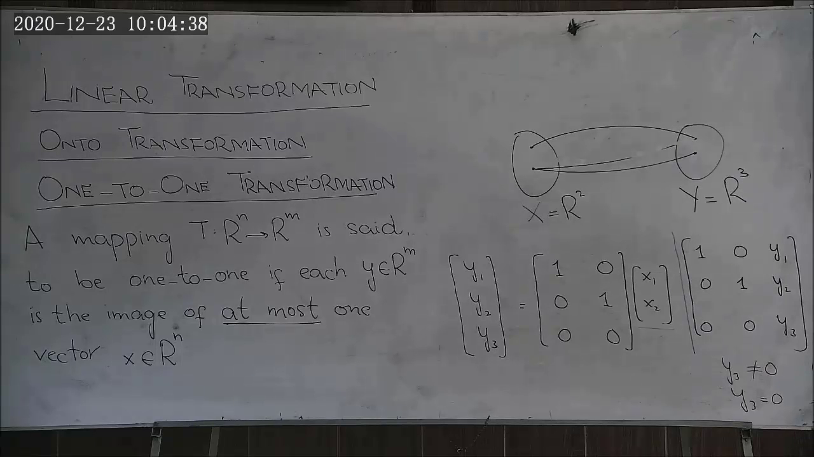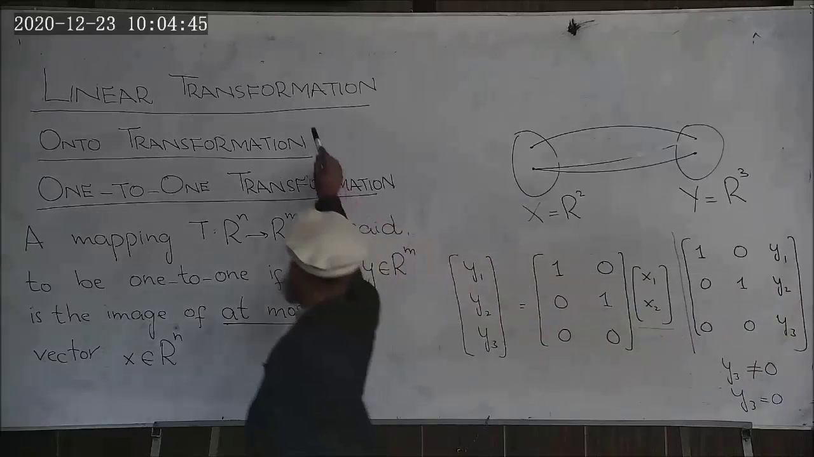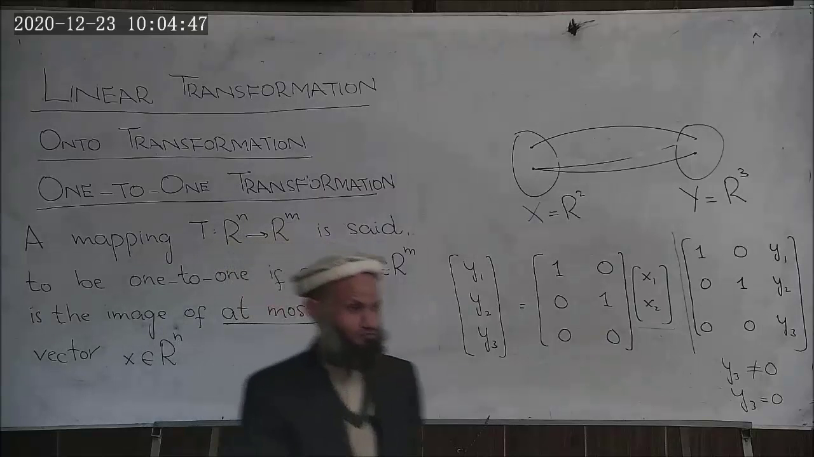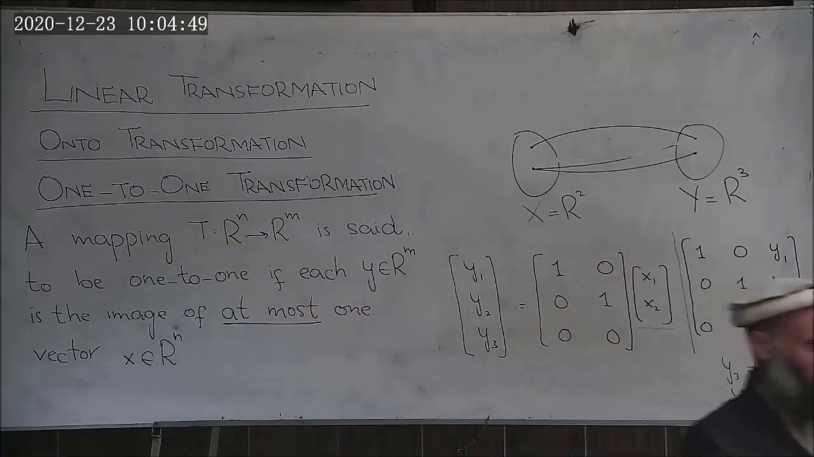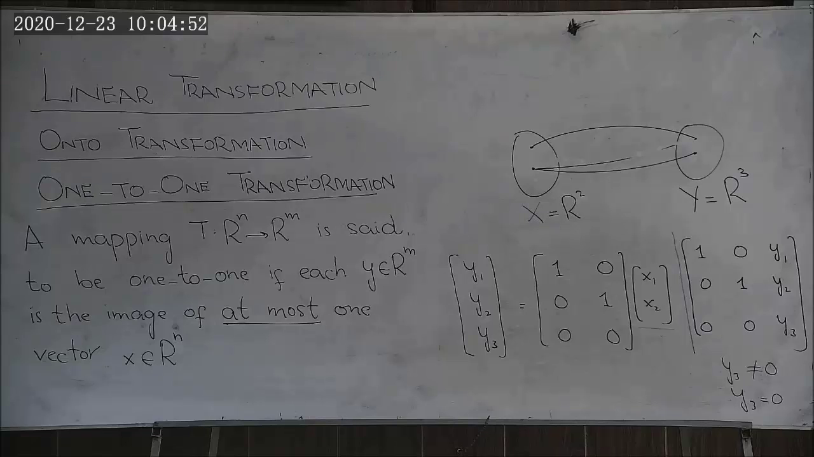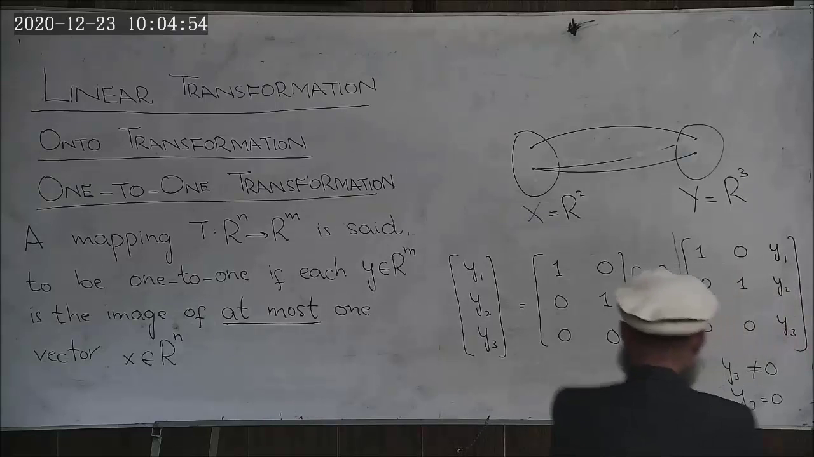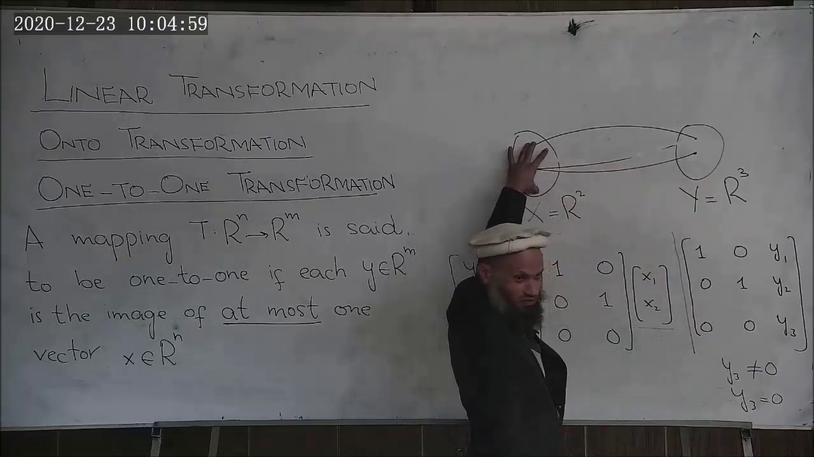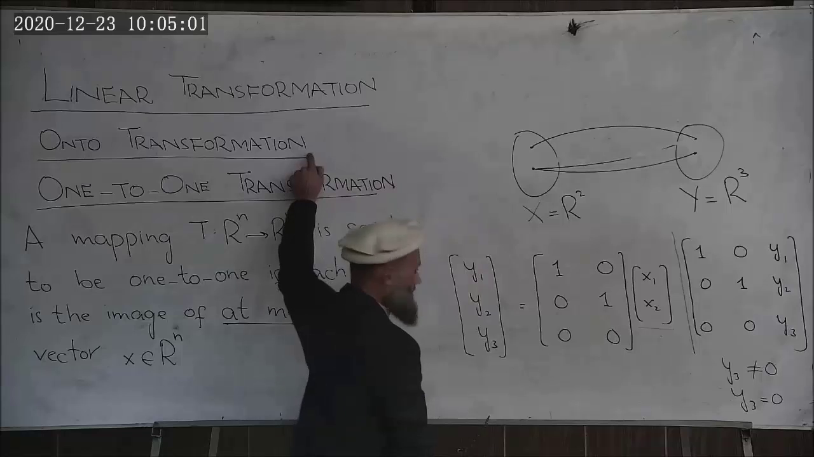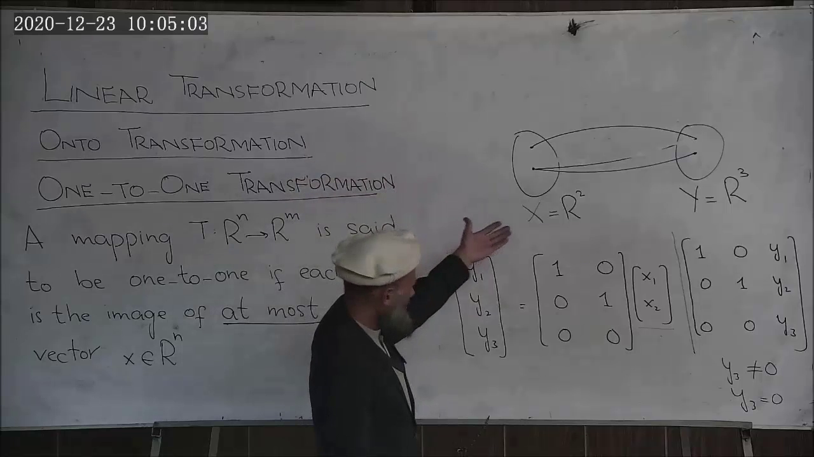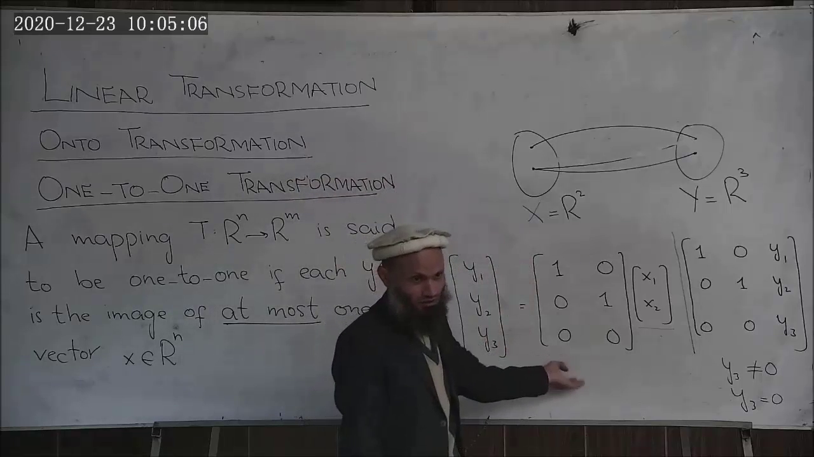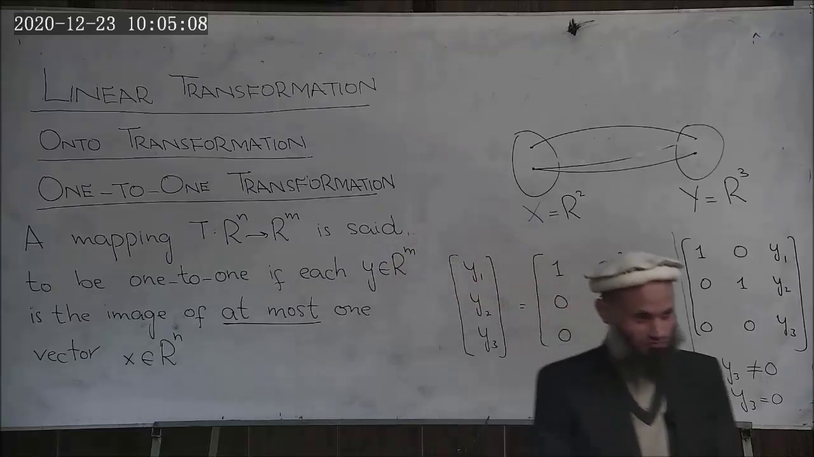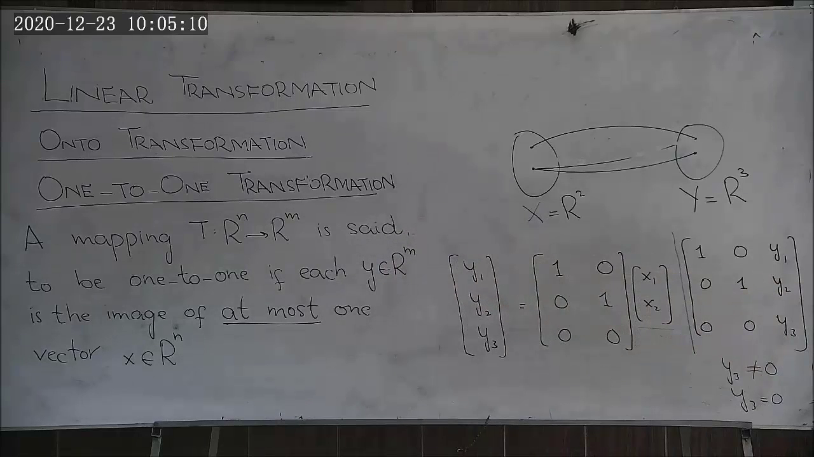Is it an onto transformation? What was the definition of an onto transformation? If each vector here is an image of a vector in this space, then this transformation is called an onto transformation. That is not true for this transformation. So this is not an onto transformation. This is one-to-one but not onto.